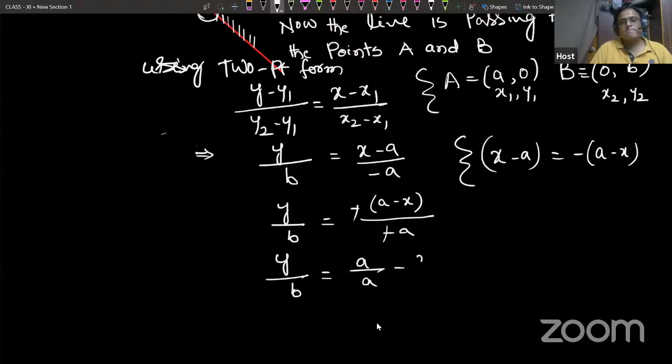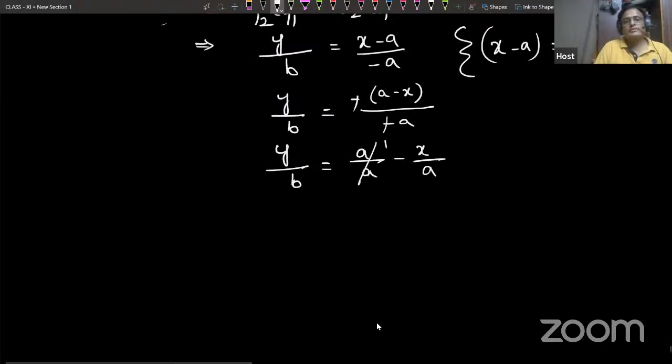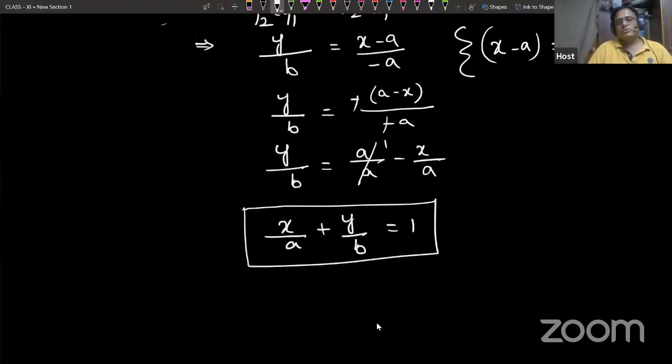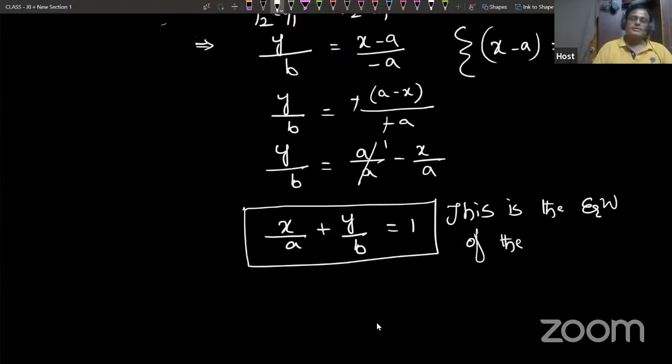a. A by a is 1. X by a you take this side. That is, first you can write x by a plus y by b is equal to 1. A by a means what? 1. This is the equation of the required straight line.